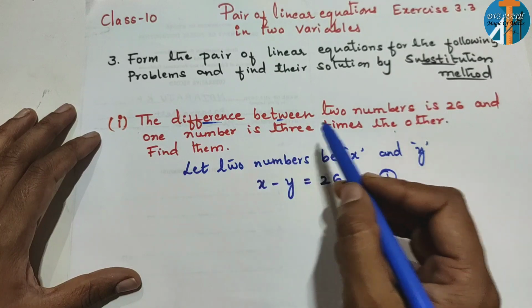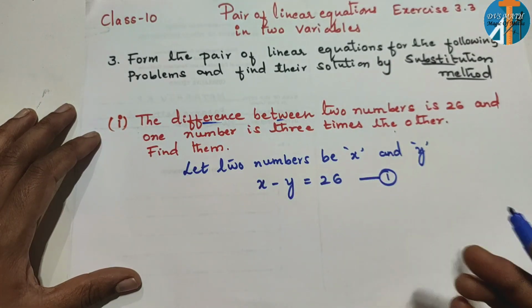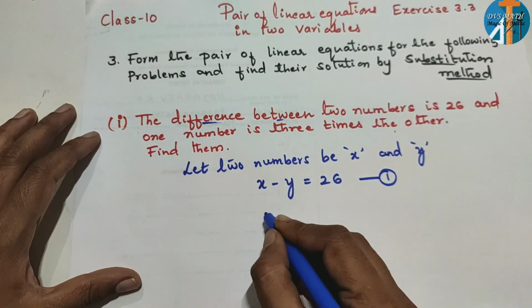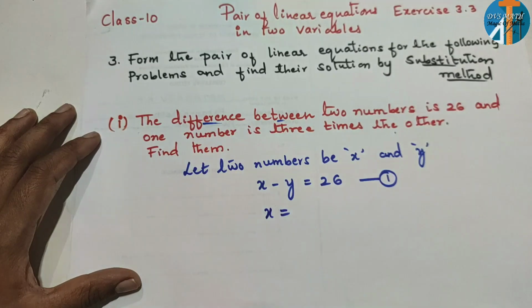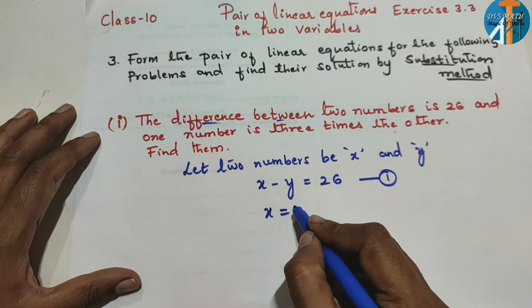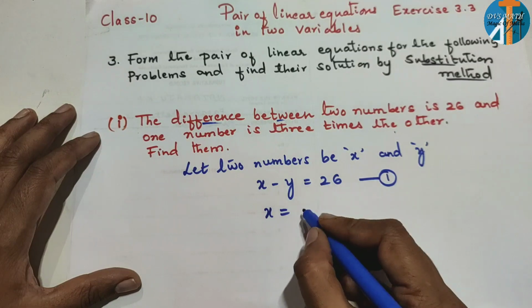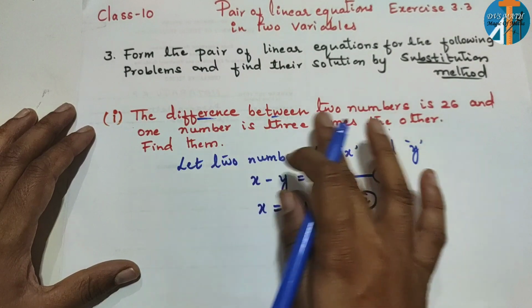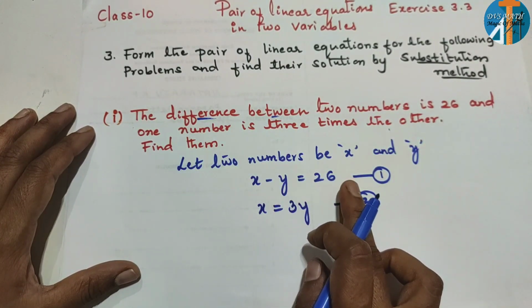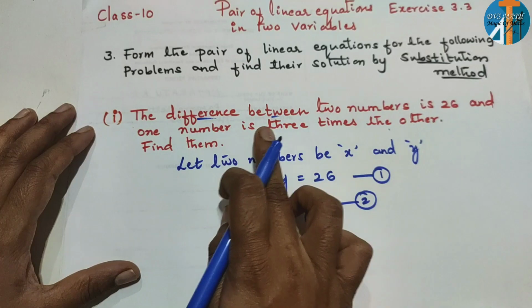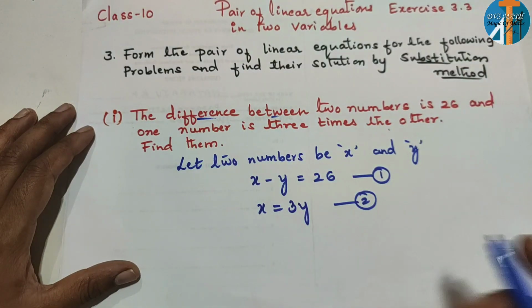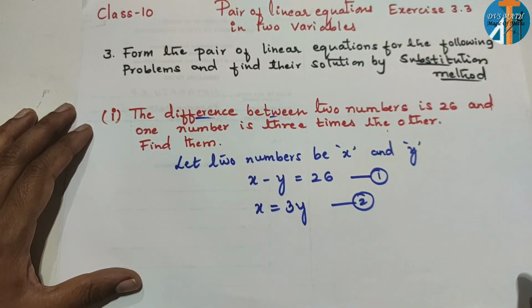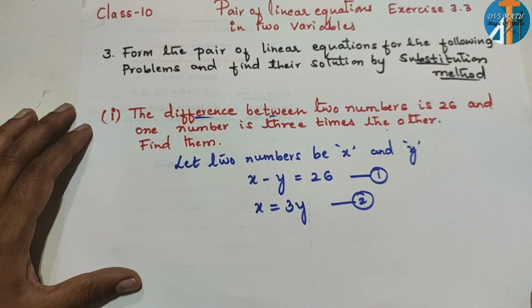And one number is 3 times the other. If we consider one number x, then x is equal to 3 times the other, and times means multiplication, so we can write it as 3y. So this is the second equation. The difference between two numbers: x minus y is equal to 26. One number is 3 times the other: x is equal to 3y. We have to solve them by substitution method.